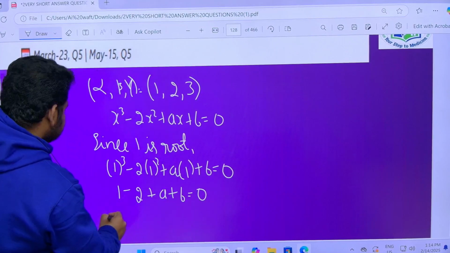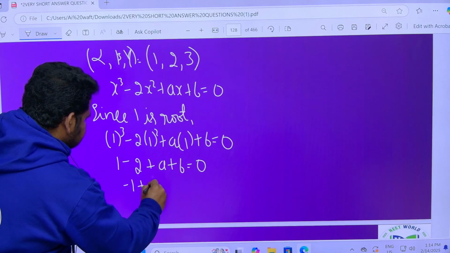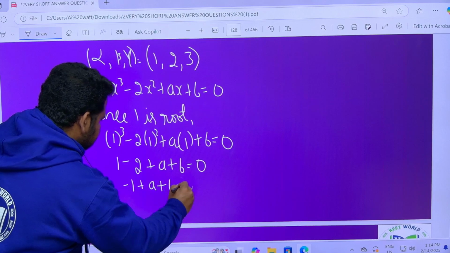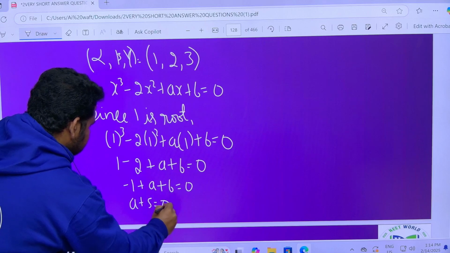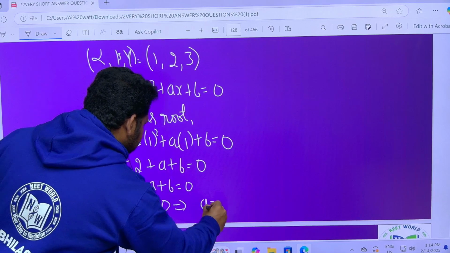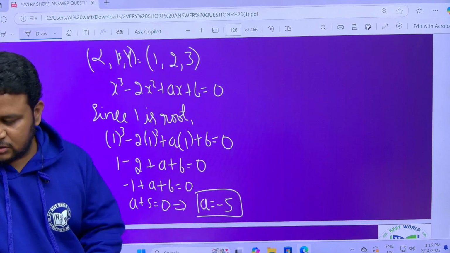So what we will get, friends? 1 minus 2 is minus 1. Okay, minus 1 plus a plus 6 is equal to 0. So a plus 5 will be equal to 0. This implies a is equal to minus 5.